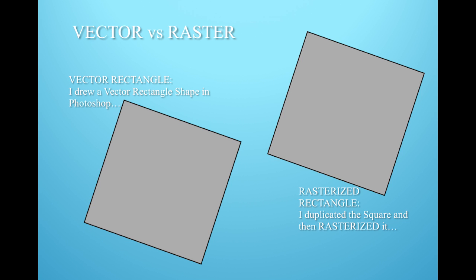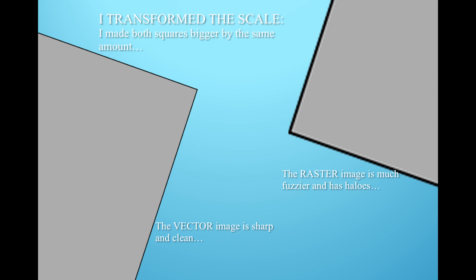Now this is vector versus raster. This is a vector rectangle, which I drew as a vector rectangle shape in Photoshop, and then I duplicated the square and rasterized it. I transformed the scale and made both squares bigger by the same amount. The vector image still appears sharp and clean, but the raster image is much fuzzier and has halos.